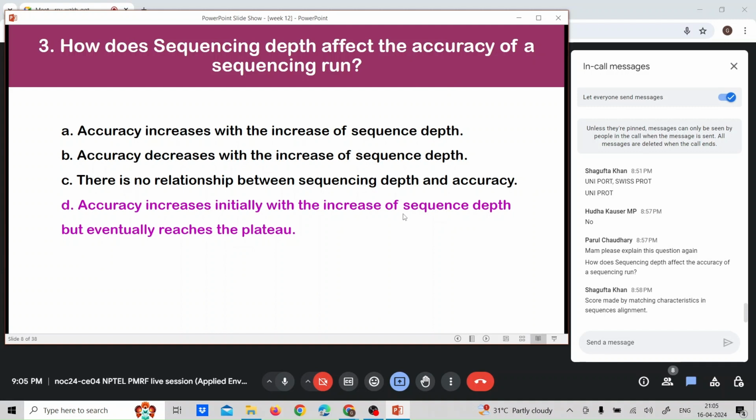To tell it very simply, I give you an exam of 100 marks. Initially you score some 80 marks. Maybe next time I give you the same question paper, you score 85, then 90, 95, and finally when you score 100, you will reach a plateau. After that, even if I give you the question paper 10 more times, the maximum that you can score is 100 only. So your accuracy will keep on increasing until some point, and after that it will reach a plateau. That is the meaning of this question. I hope it is clear now.